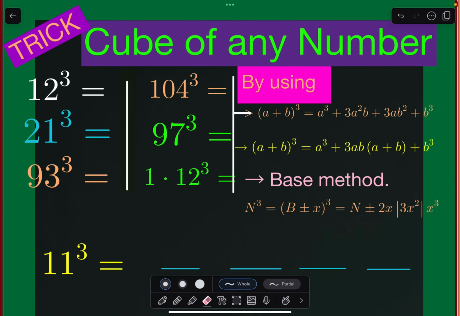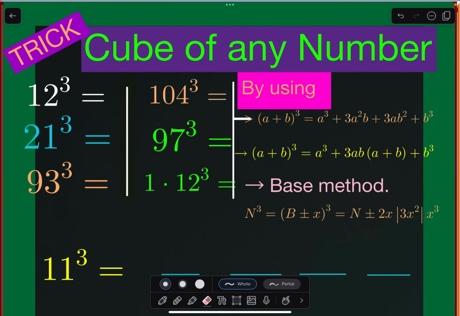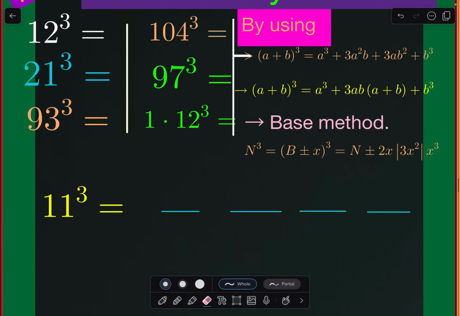Hello students, in this video I'll explain how to cube any number by using the (a plus b) whole cube formula, which is a different representation. After that we'll explain with the help of the base method. If a number is very close to a 10 power n format number, then we'll also see how to cube that particular type of number.